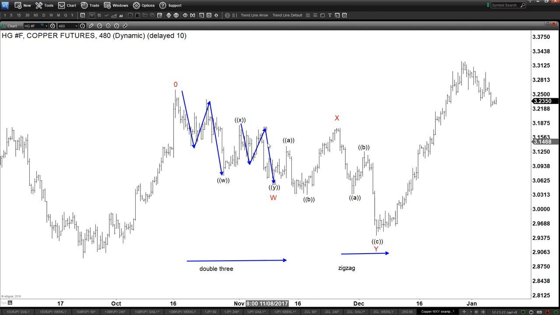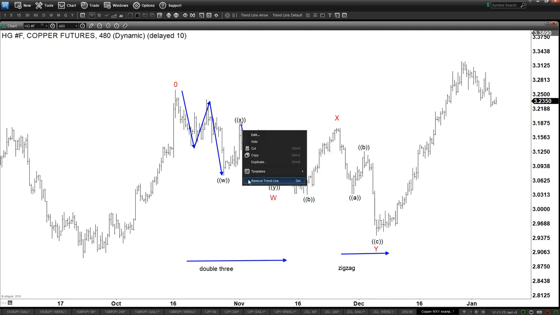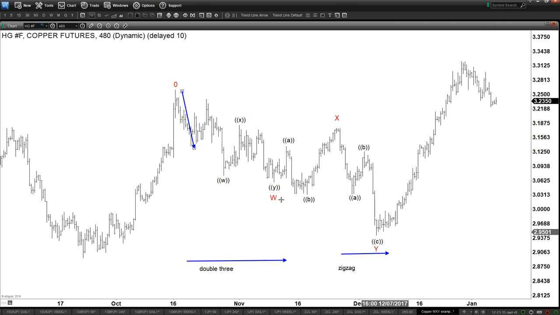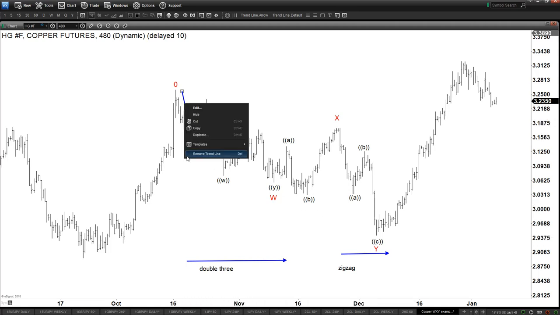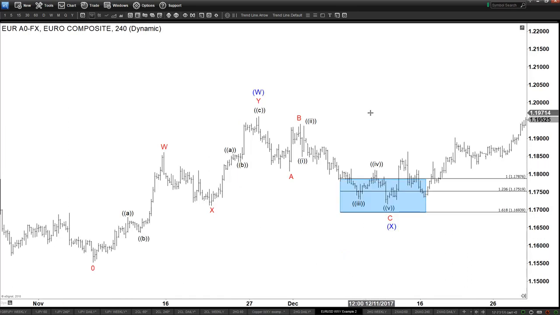So this one is an example of a WXY or a double correction, in which the subdivision of each leg in this case is a double 3 on the left side and a zigzag on the right side. Now again, we can be mixing and matching many various different corrective structures here on the left side and the right side. Now another example we're going to be taking a look at, and we also take a look at this last time when we cover a zigzag.